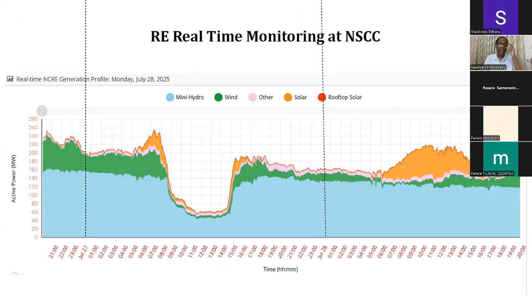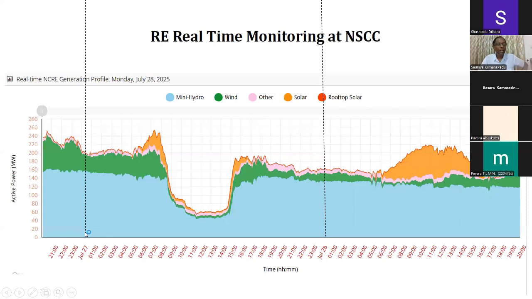So this is the real-time monitoring of renewable energies on a particular day. This is a Sunday. Here you don't see the other power plants. This is only non-conventional renewable energies. The large hydro power plants are also not there. This is only real-time monitoring of non-conventional renewable energy. Those are not dispatchable power plants. They are intermittent, and those power plants have the technical issues I explained.